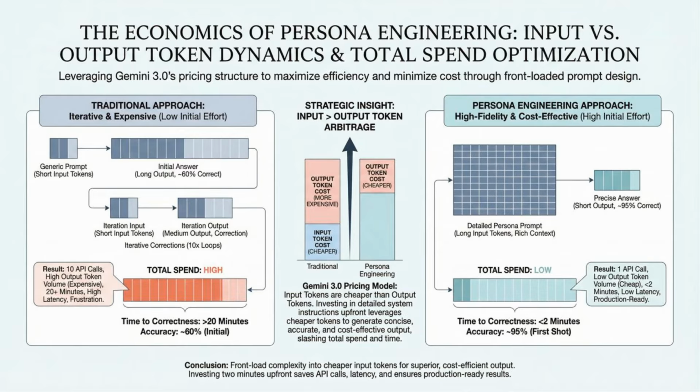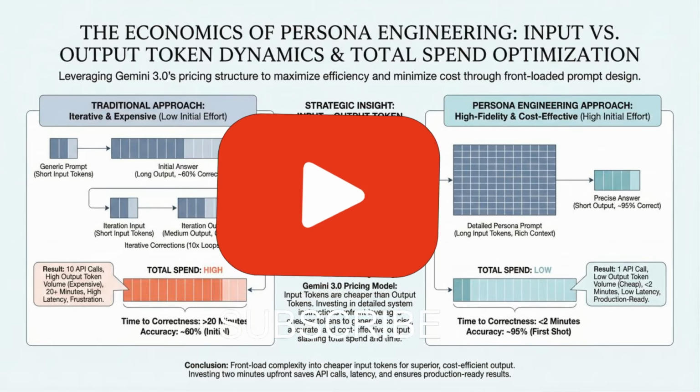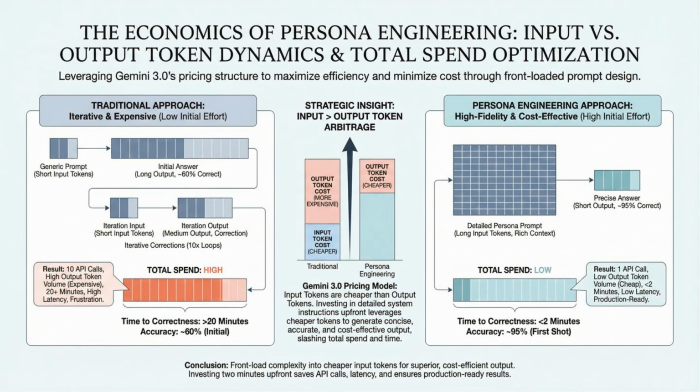If you spend 2 minutes crafting a high-fidelity persona prompt, Gemini 3.0 gets it 95% right on the first shot. With Gemini 3.0's pricing model, input tokens are cheaper than output tokens. It is always, mathematically, more cost-effective to provide a long, detailed instruction, input, to get a concise, perfect answer, output, than it is to provide a short instruction and get a long, rambling, incorrect answer.